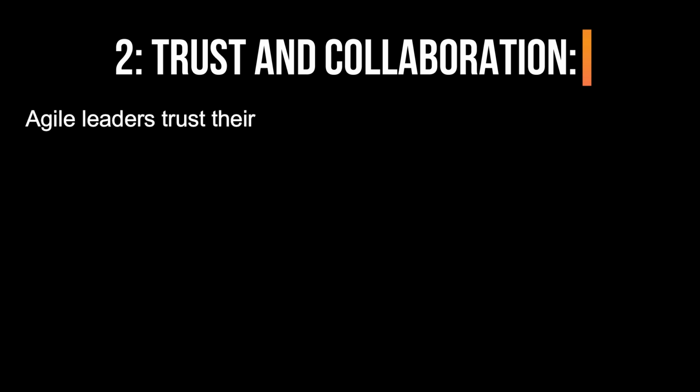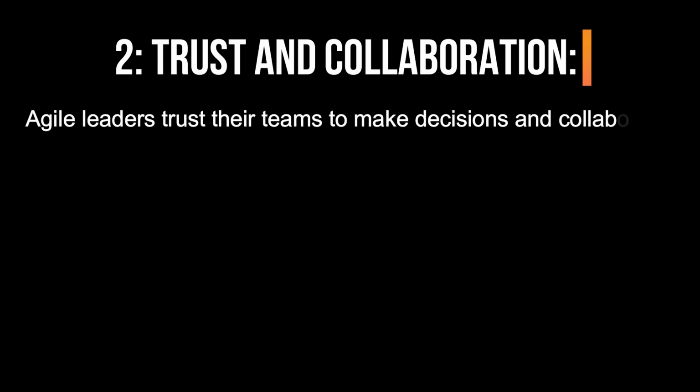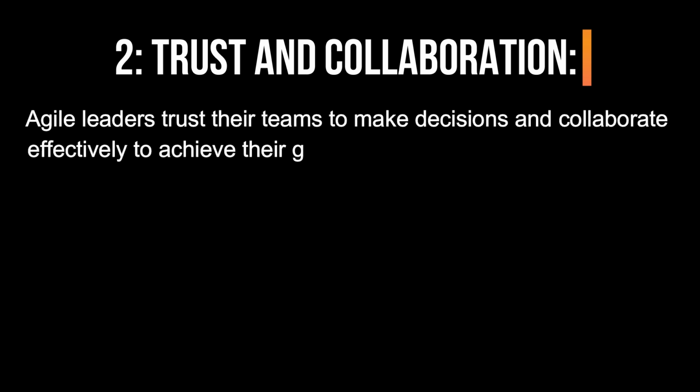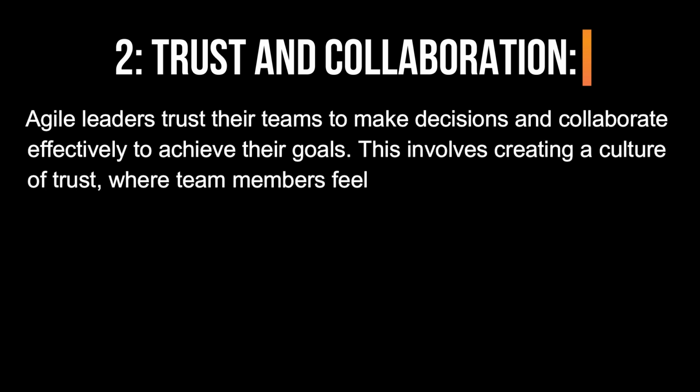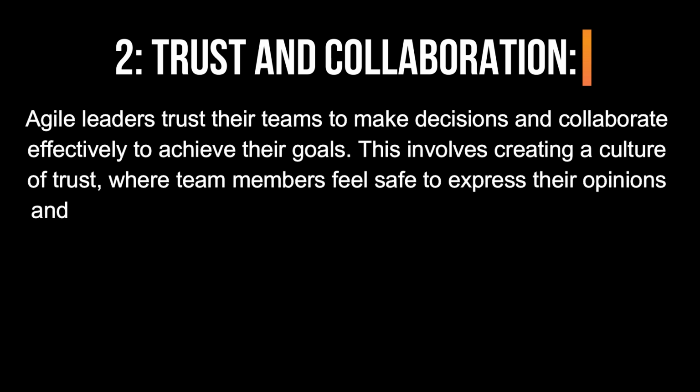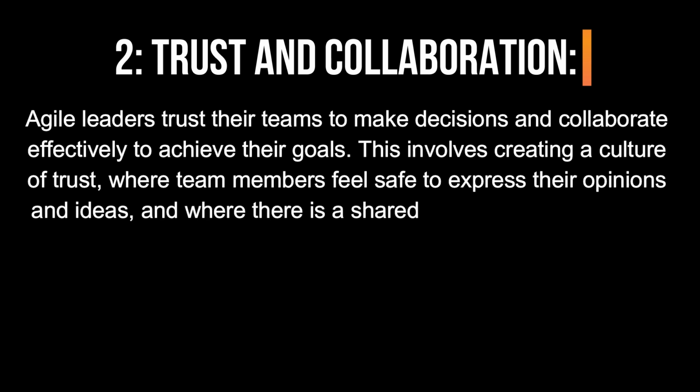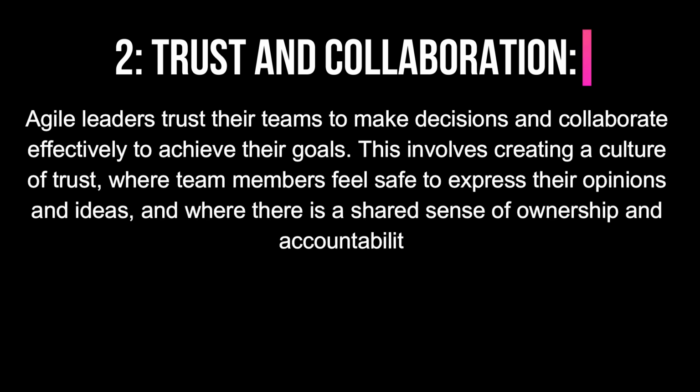2. Trust and collaboration. Agile leaders trust their teams to make decisions and collaborate effectively to achieve their goals. This involves creating a culture of trust, where team members feel safe to express their opinions and ideas, and where there is a shared sense of ownership and accountability.